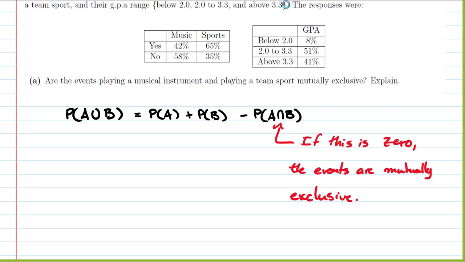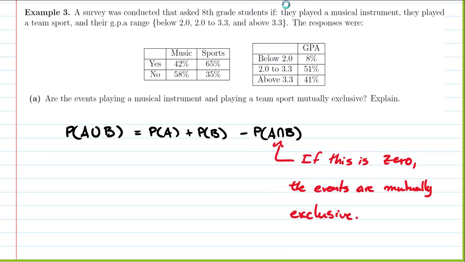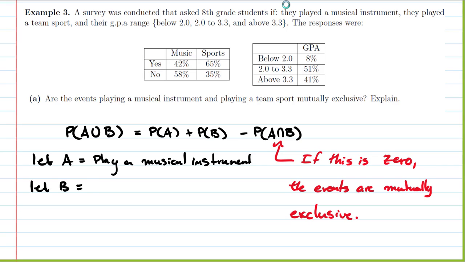So, let's see if we can figure some of these things out. So let's let A be playing a musical instrument. And then let's let B be play team sport.